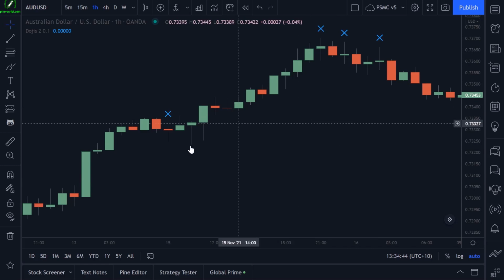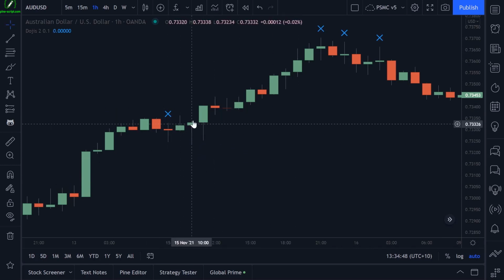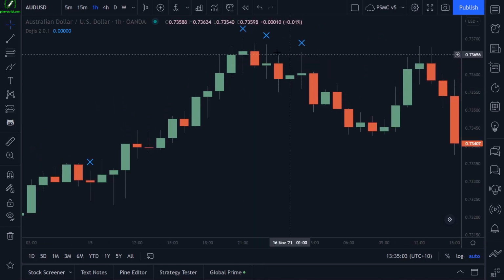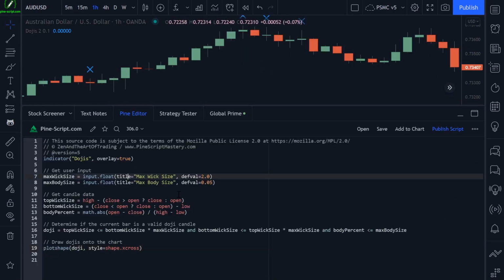A doji candle is supposed to represent indecision in a market, and so it's usually a sign of an impending reversal. So this is a good example. Price has rallied, then it kind of stalls a bit, flattens out, we get a doji candle, price reverses. So what we should probably do here is add a filter to these dojis and only detect swing high and swing low doji candles. So let's do that now.